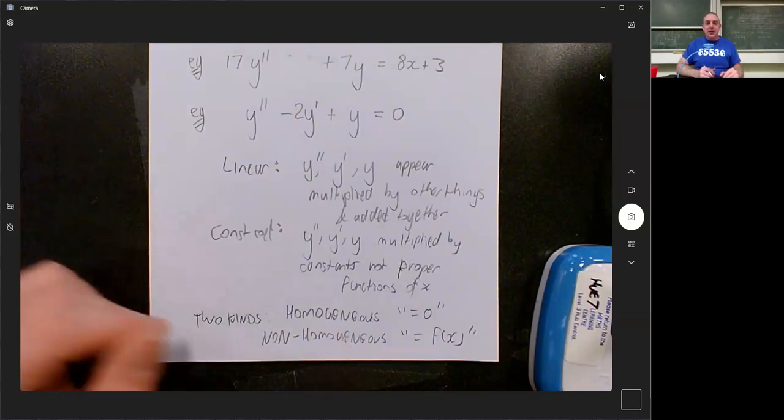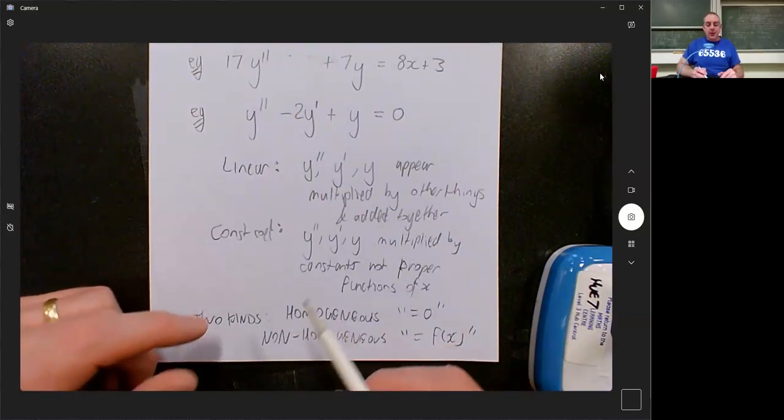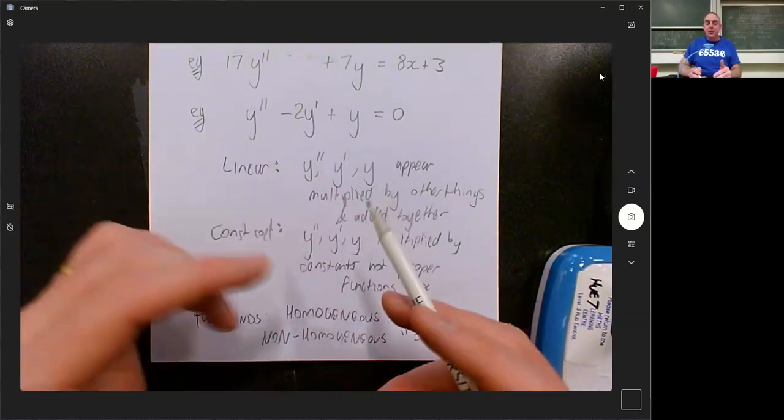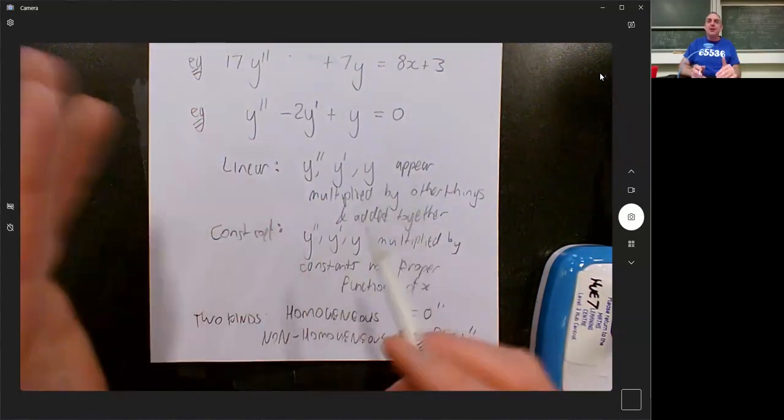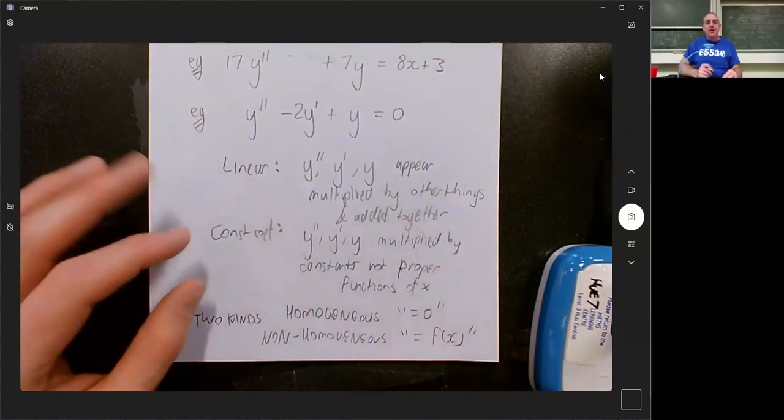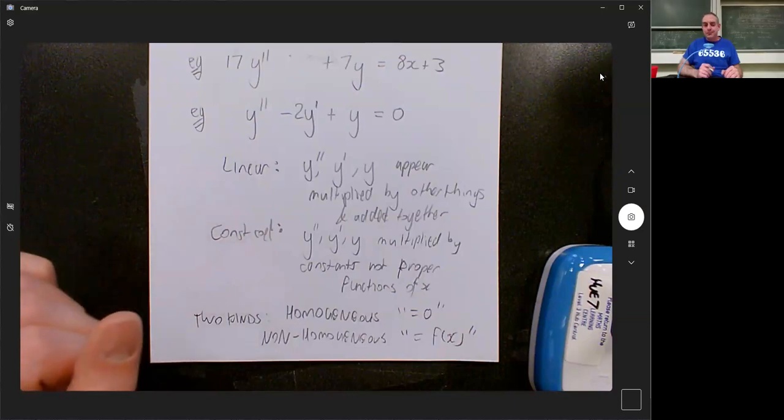So it is possible to have ones that aren't linear, where the y is multiplied by the y dashed, or the y dashed is squared, or something else like that. And it is possible to have ones that don't have constant coefficients, but you haven't been taught how to solve any of those.